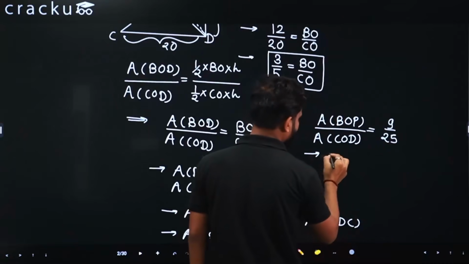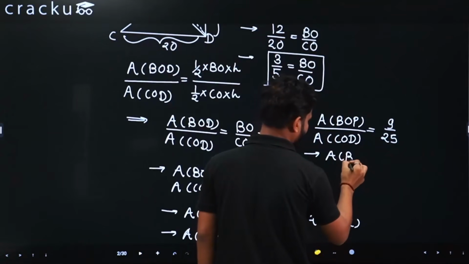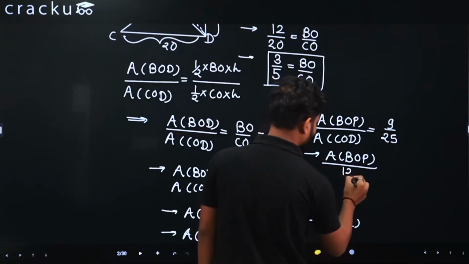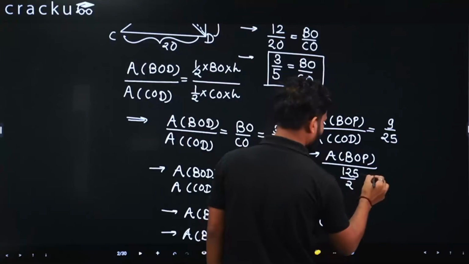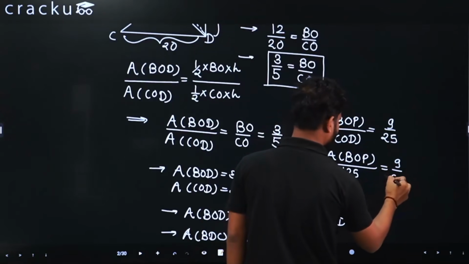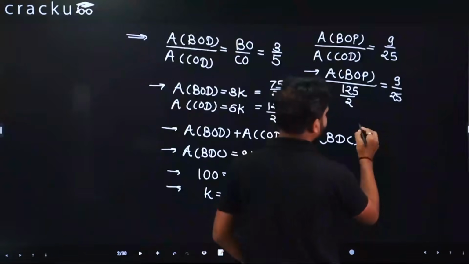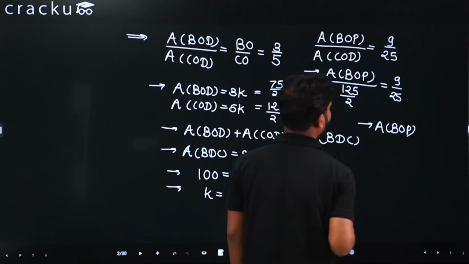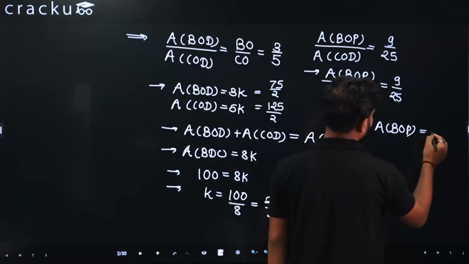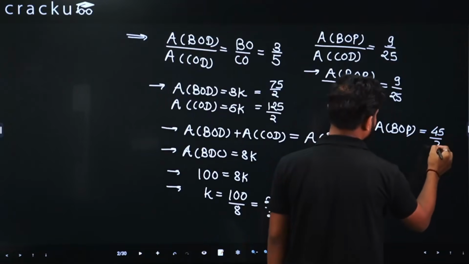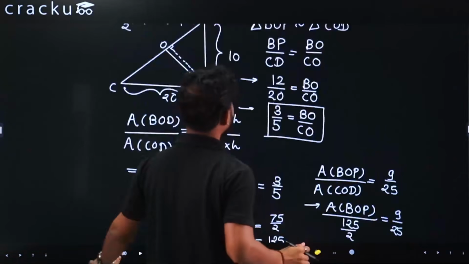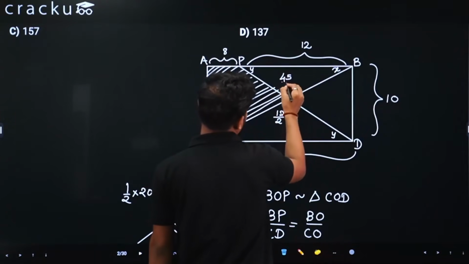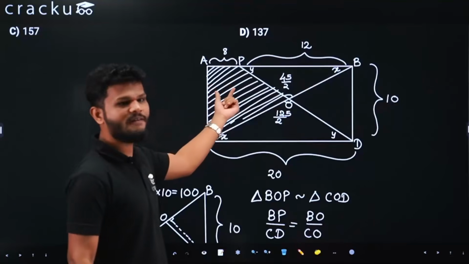So from here I can say area of triangle BOP divided by, I know this area, this is 125 by 2, is equal to 9 by 25. From here I can say area of triangle BOP is nothing but 45 by 2. So this is 45 by 2. Correct? Now what is the area of this shaded region?